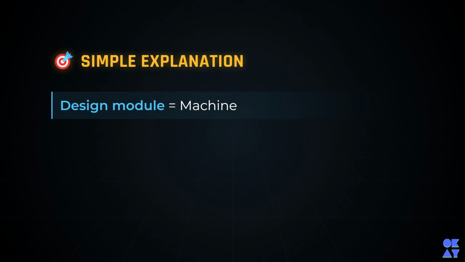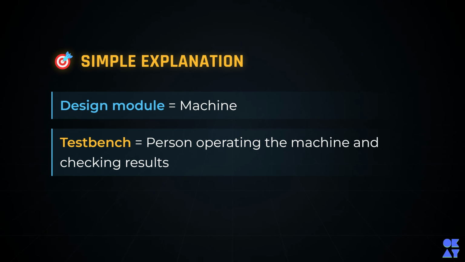Simple explanation. Design module equals machine. Test bench equals person operating the machine and checking results. The test bench presses buttons, inputs, and checks whether the machine responds correctly, outputs.